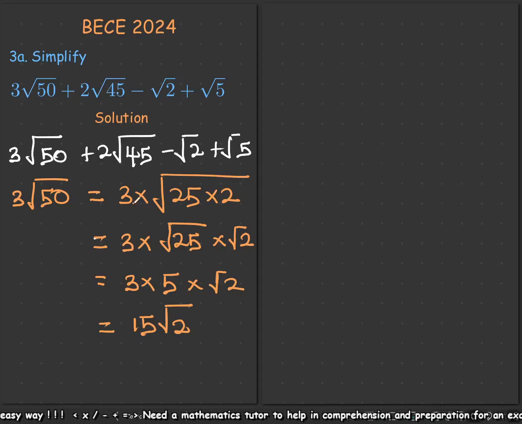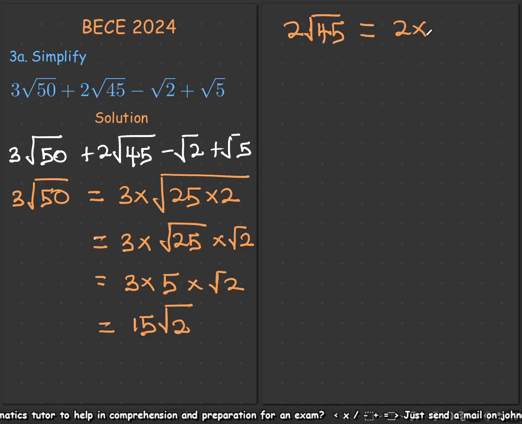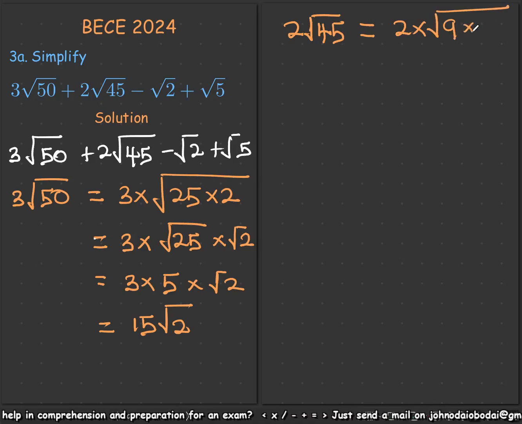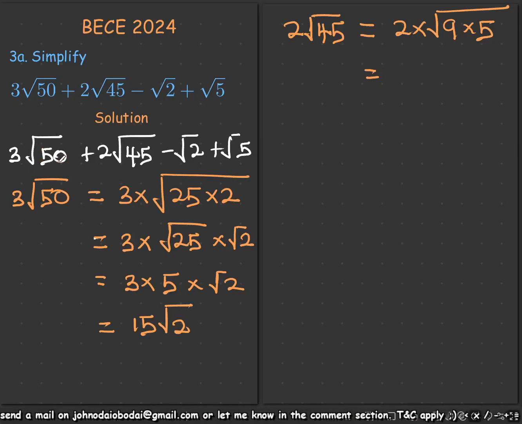Let's look at this next one, which involves 45. So we have 2 root 45, and we know that is going to give us 2 times square root of 9 times 5. What we do is you always look for a perfect square that is a factor of the number you have in the root. This is 50, and 25 is a perfect square, which is a factor of 50. For 45, the perfect square which is a factor of 45 is 9. So that is where we are getting this 25 and then 9 from.